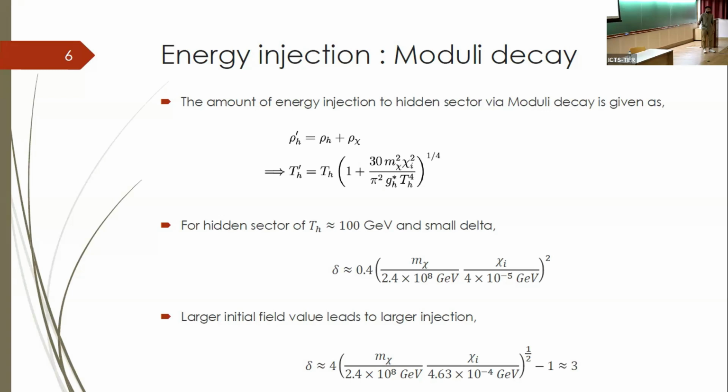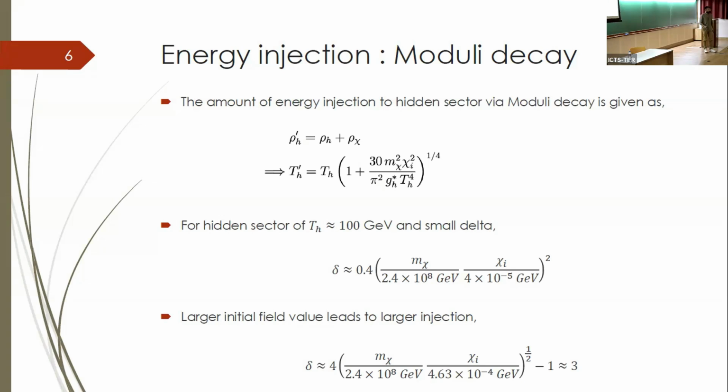So rho_h prime is the energy of the hidden sector after the moduli fields decay, and this is equal to the sum of the energy density in the hidden sector and the rho of chi. When you solve this, you find that T_h prime, which is the hidden sector temperature after the moduli field decays, is equal to T_h times (1 plus the ratio of the energy associated with the moduli field divided by the energy in the hidden sector).